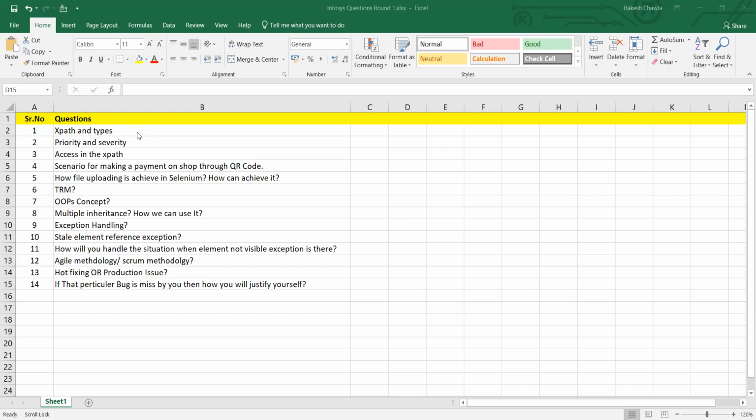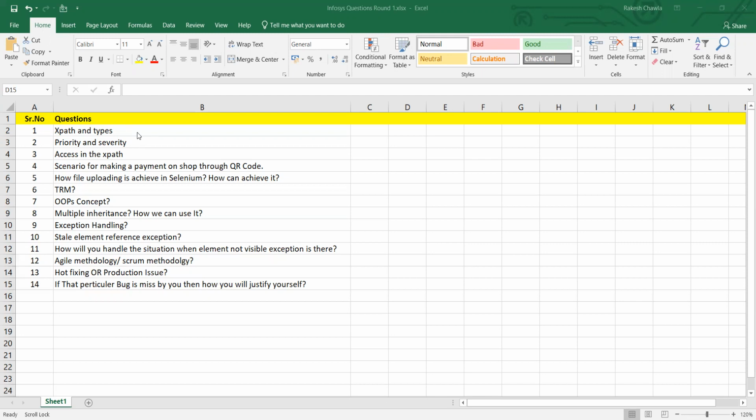Then priority and severity. What is priority? What is severity? You can give them one example of a defect with low priority low severity, low priority high severity, high priority low severity, or high priority high severity. So these kinds of questions you will get, right? If you are not telling them the examples, they might also ask you, like, tell me one defect with low priority and high severity kind of thing, right? So any kind of permutation combination question you can get, right?